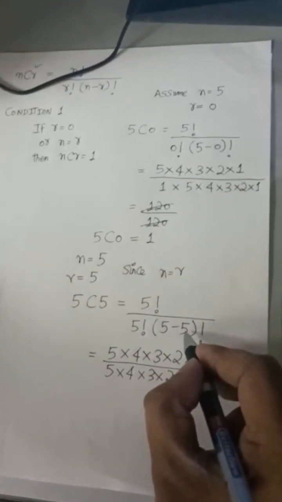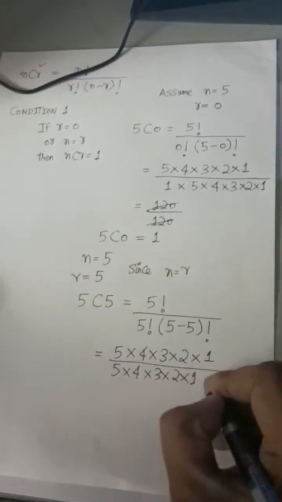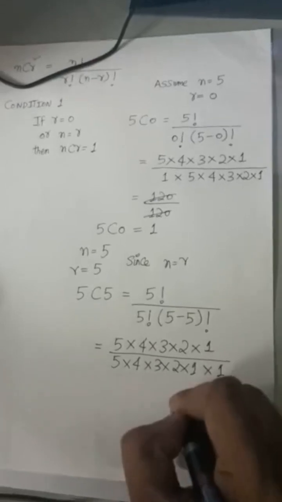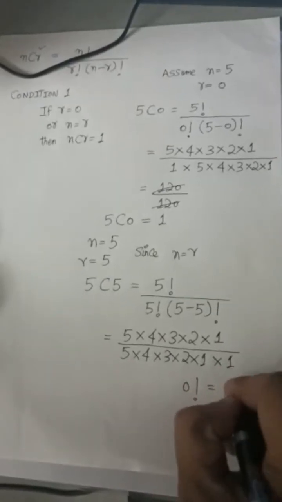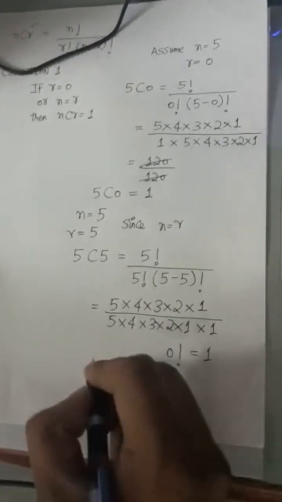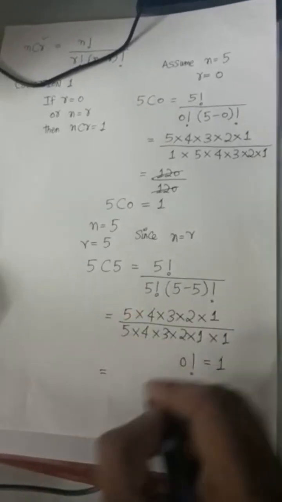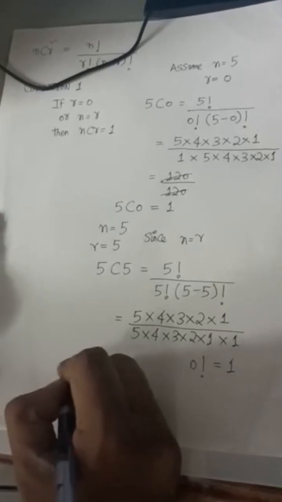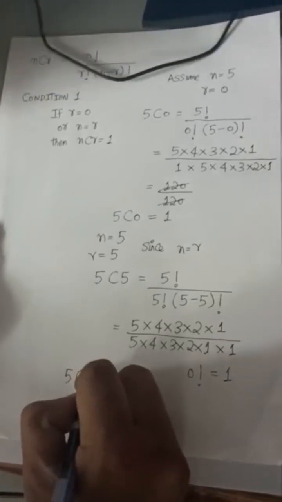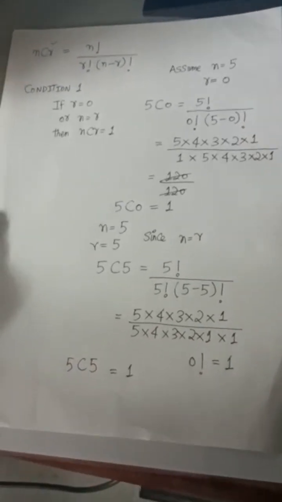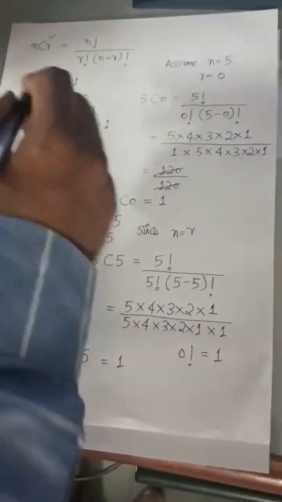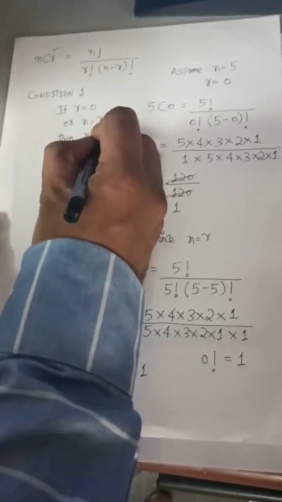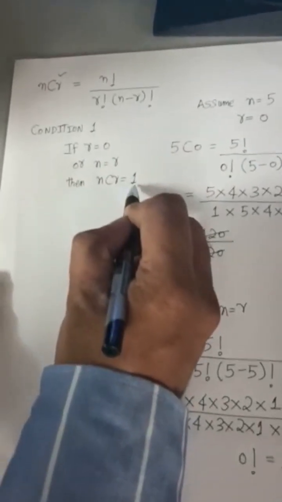5 minus 5 will be 0. 0 factorial is 1. 0 factorial is always equal to 1. Again, if we calculate this, we'll get the value as 1. So 5C5 is equal to 1. Thus, in condition 1, if r equal to 0 or n equal to r, nCr will always be equal to 1. Condition 2 I will explain to you all.